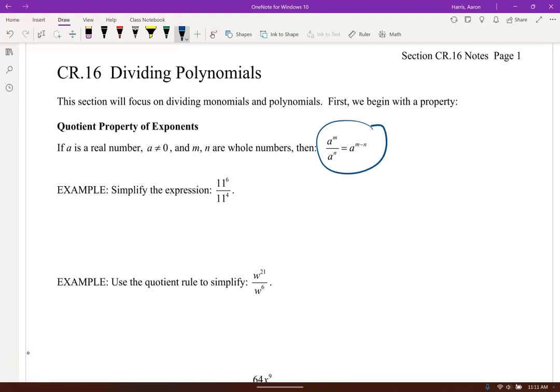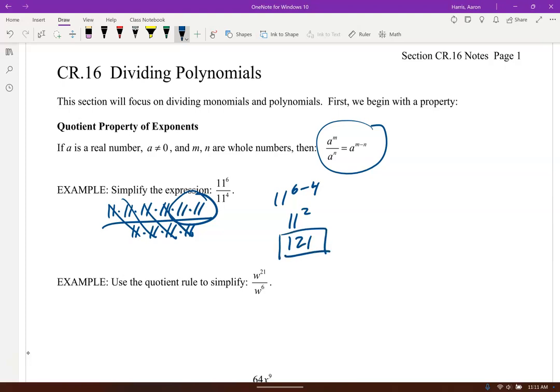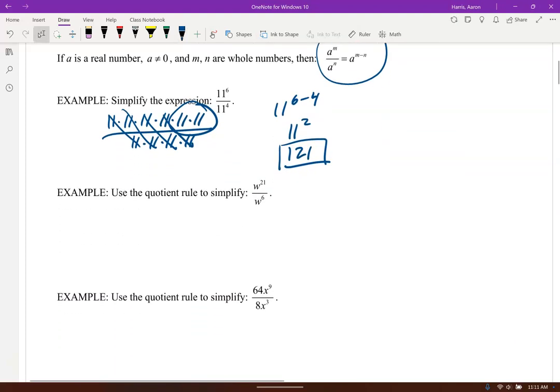For example, if you have six 11s on the top and four on the bottom, then you're left with two on the top, right? In other words, you can just use the property: that's 11 to the 6 minus 4, 11 squared, or 121. You could do it with variables. So here we'd have w to the 21 minus 6, or w to the 15.